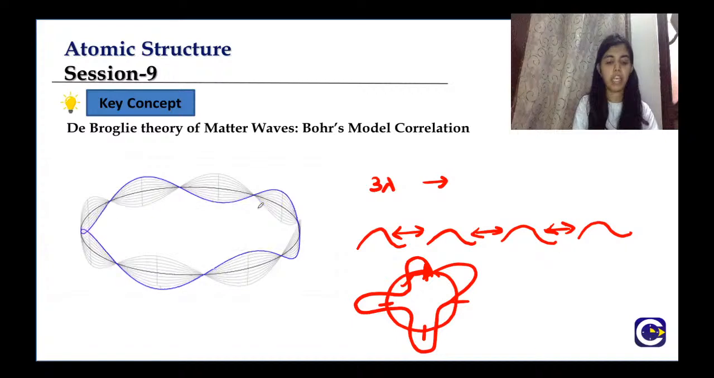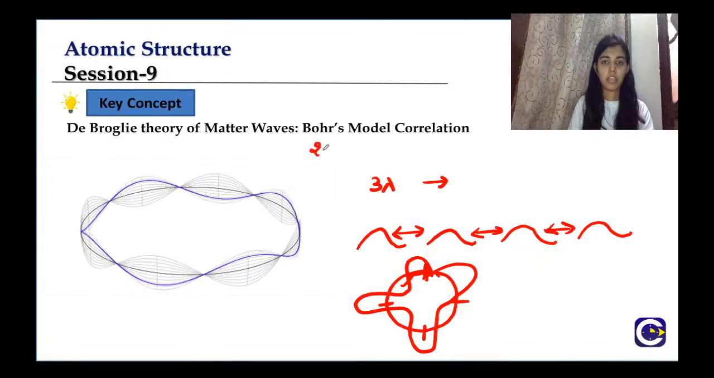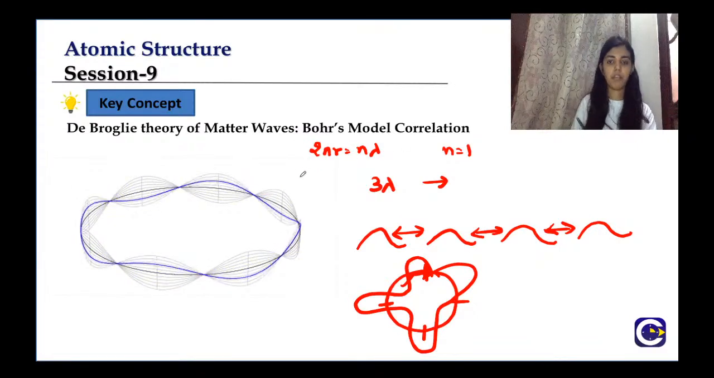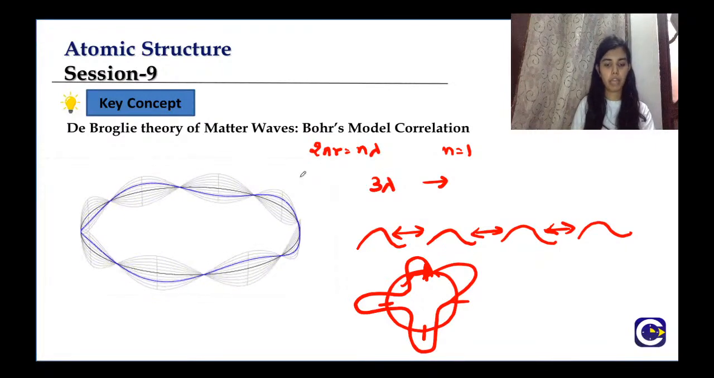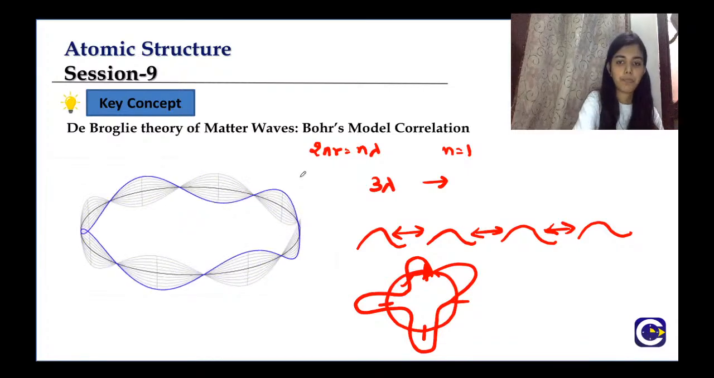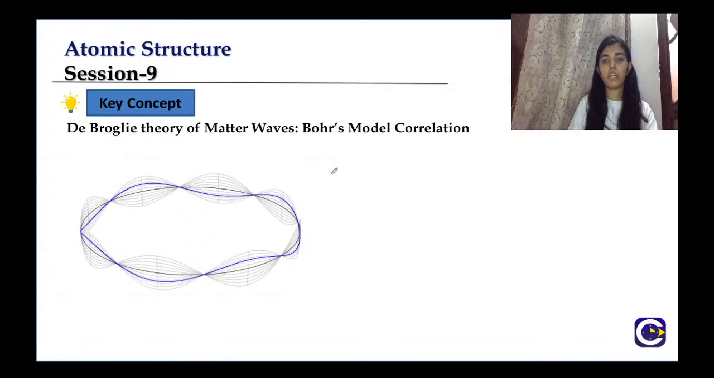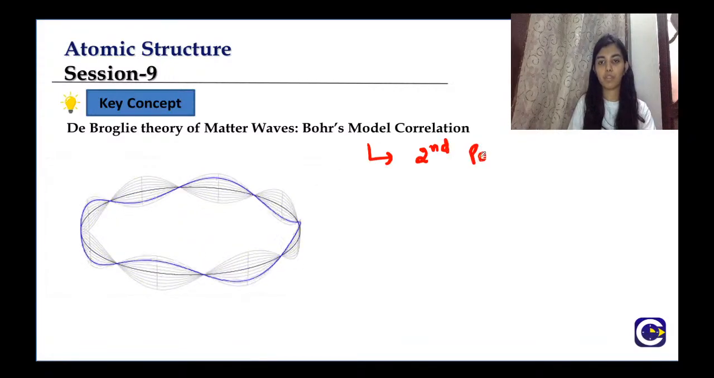What is the meaning of that formula that was given by de Broglie? That is 2 pi r equals n lambda. That means for n equals 1, the circumference will be made up of only 1 lambda. For n equals 2, it will be 2 lambda. For n equals 3, it will be 3 lambda. Now we will study how de Broglie was able to explain the second postulate of Bohr's model.